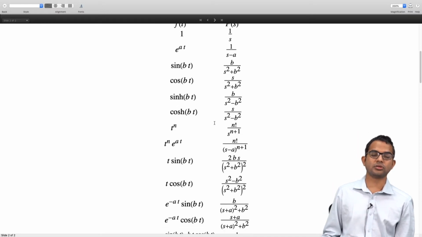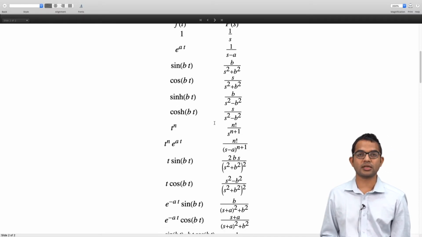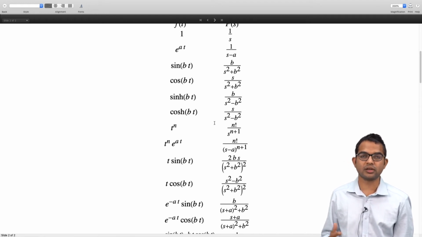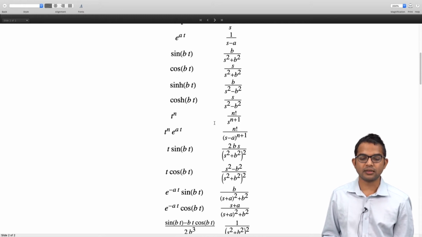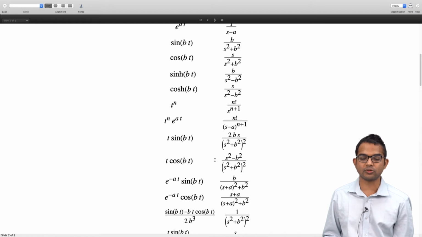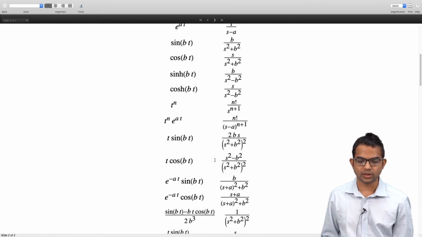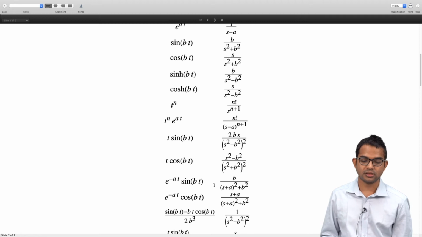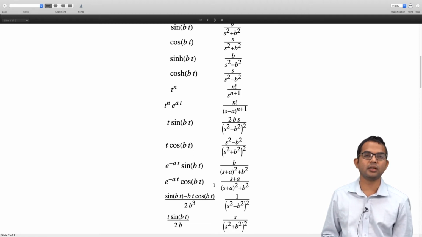We worked out how to compute the Laplace transform of t to the n. It's just n factorial divided by s to the n plus 1. Then t to the n times e to the at. We saw it's like doing a translation in the Laplace space. Then t times sine of bt, we can work out it's 2bs divided by s squared plus b squared the whole squared. Likewise for t times cosine of bt. And then we can also work out e to the minus at times sine of bt. This also is like a translation in the s space, as is e to the minus at cosine of bt, but it's convenient to put them all down in a table, right?